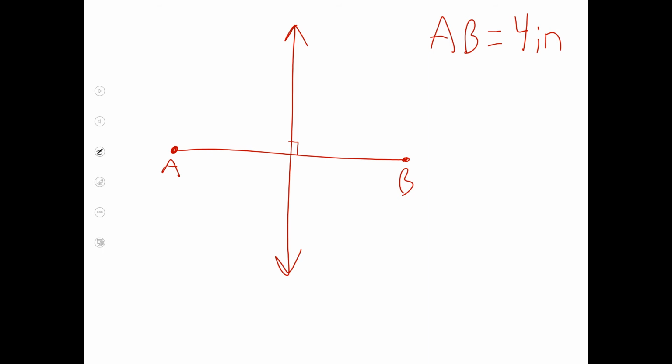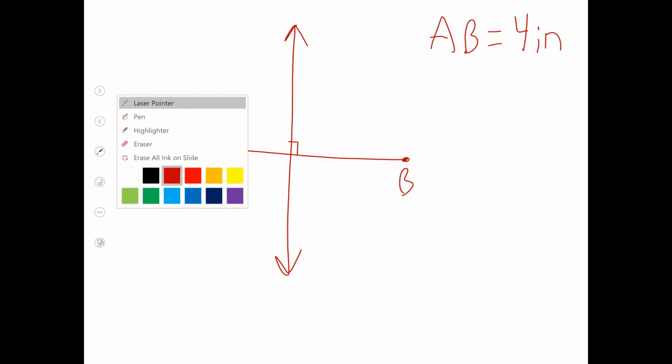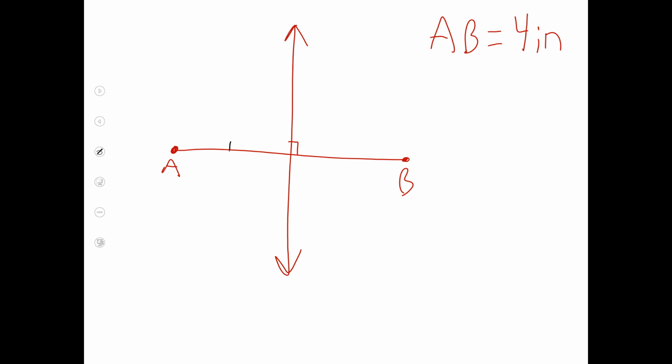Well, if this entire length here is 4 inches long, then what would happen if we cut it in half? Well, what's 4 divided by 2? It's 2. So we know that both of those segments are equal to 2. Now, let's try a different example.